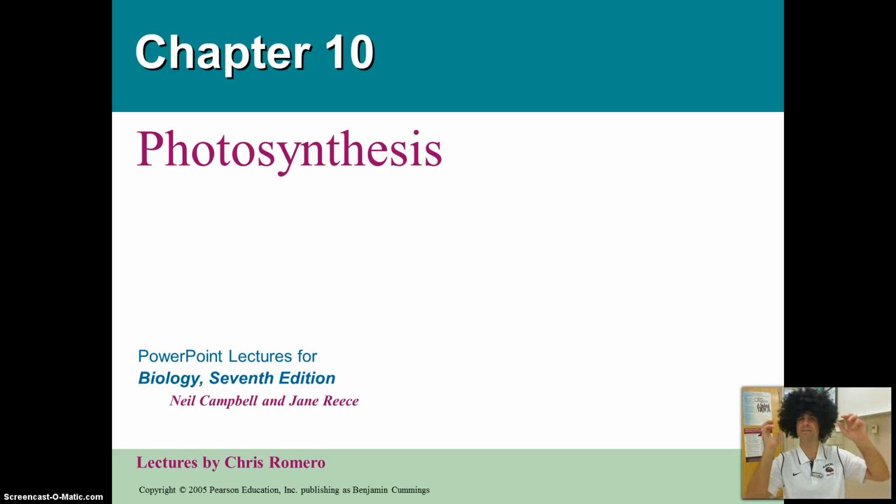We're on chapter 10, Photosynthesis, Campbell's 7th edition biology. This is part 1. We're going to teach you all you need to know about the sun and plants and how they make glucose. Let's do it.